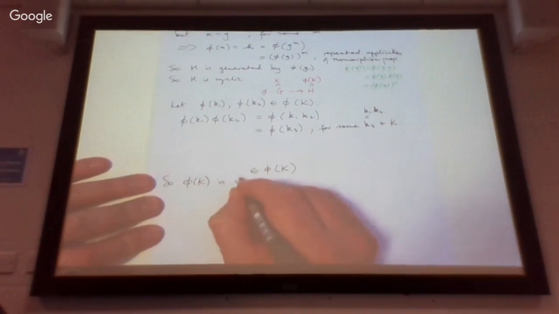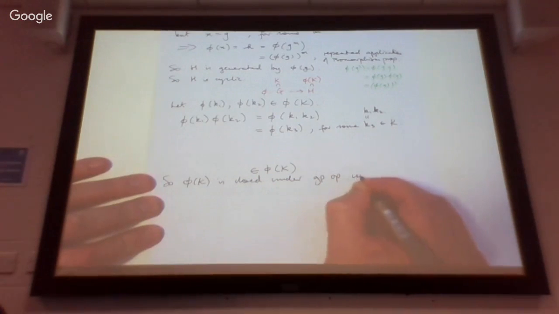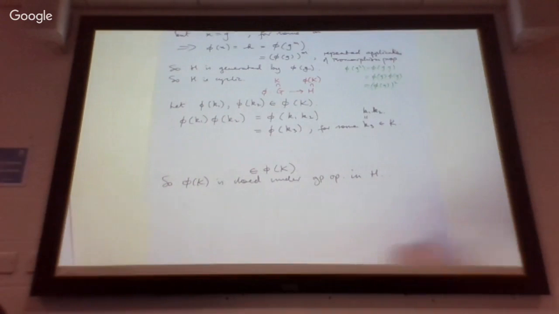Phi of K is closed under group operation in H. So we've shown it's non-empty. It contains the identity. It's closed. The last thing to show it's a subgroup: remember the last condition for being a subgroup. So identity, closure, and existence of an inverse. Every element has to have an inverse.